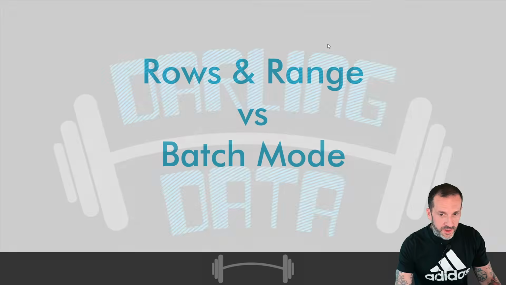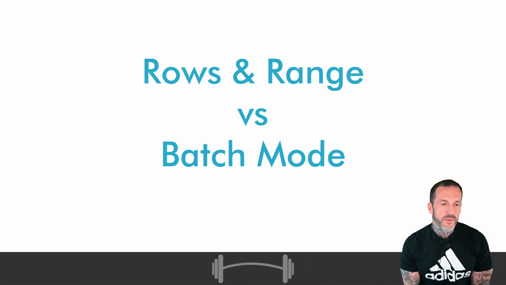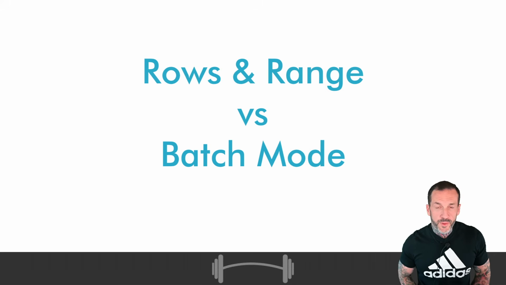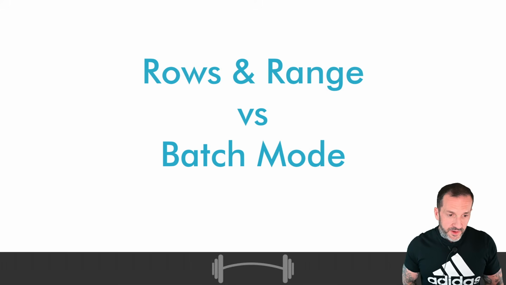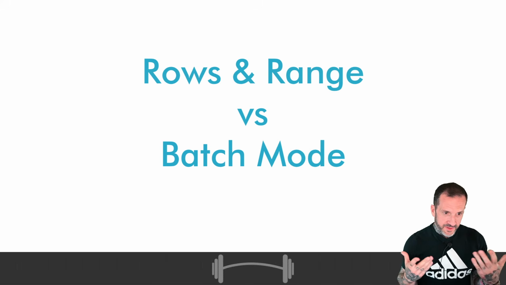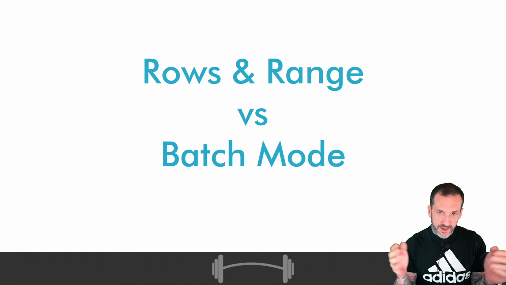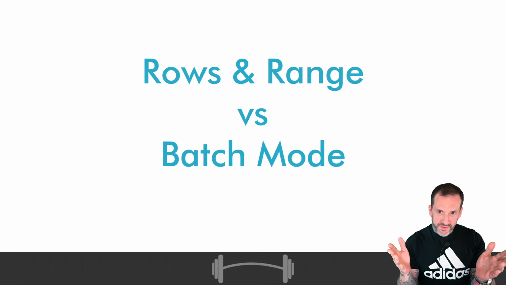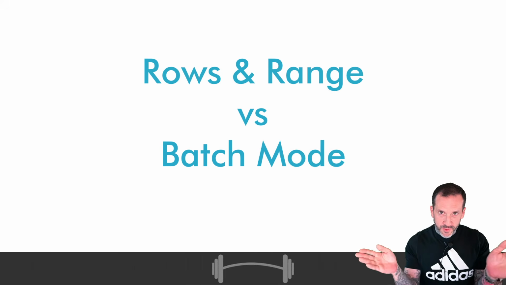Anyway, today's video, we're going to talk about rows and range versus batch mode. Now, if this all sounds terribly foreign to you, you may not work with window functions very much. But back in the pre-batch mode days of window functions, SQL Server had two different ways of giving you a window of things to look at. You can specify a certain set of row elements to be in there, or you can specify a range of row elements to be in there.